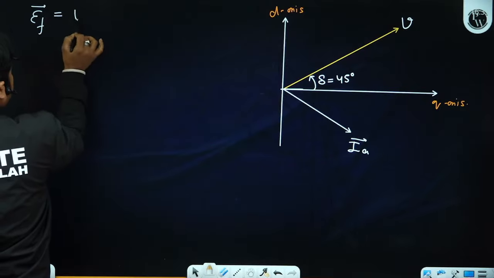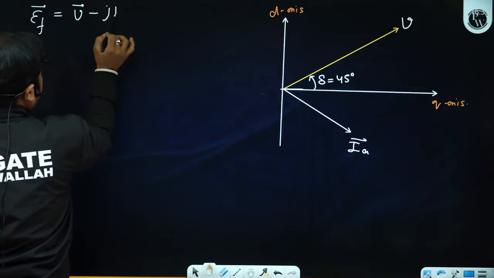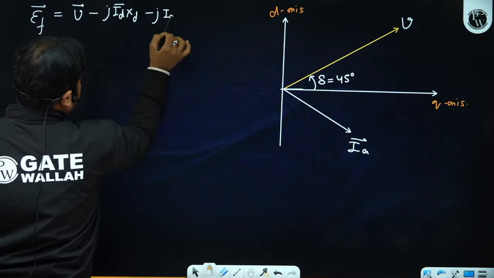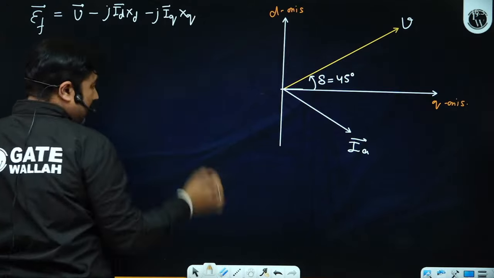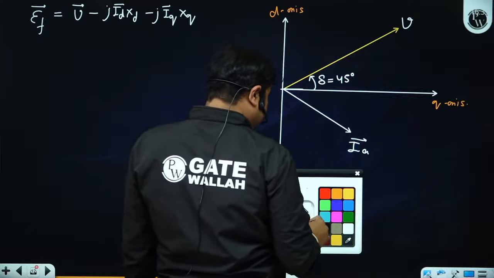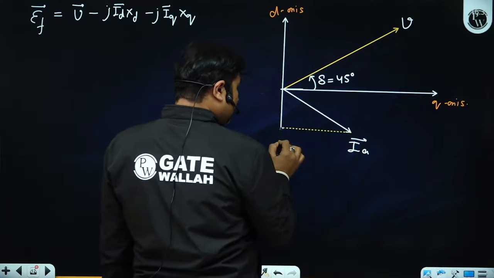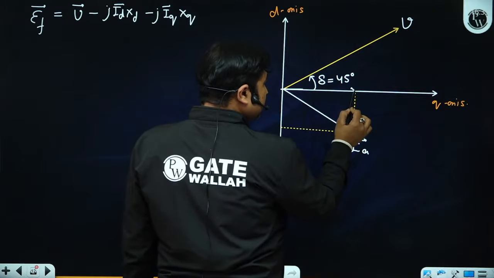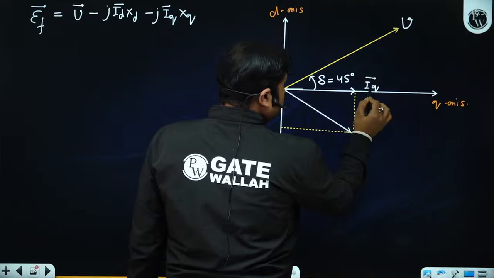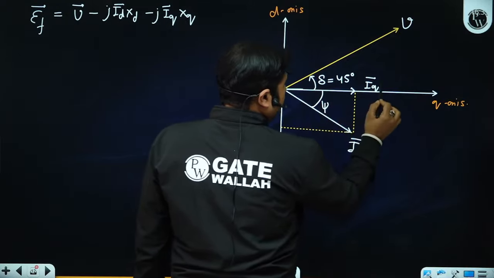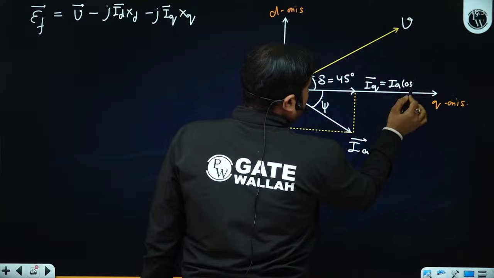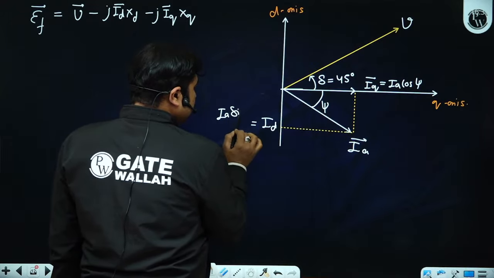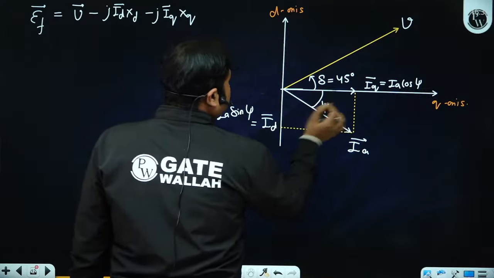phasor is equal to V phasor minus j ID XD phasor minus j IQ XQ phasor. Yes, sir. Where ID is the component along the direct axis and IQ is the component along the quadrature axis. So if this is psi, IQ is IA cos psi and ID is IA sin psi. Yes, sir. Now please observe here.